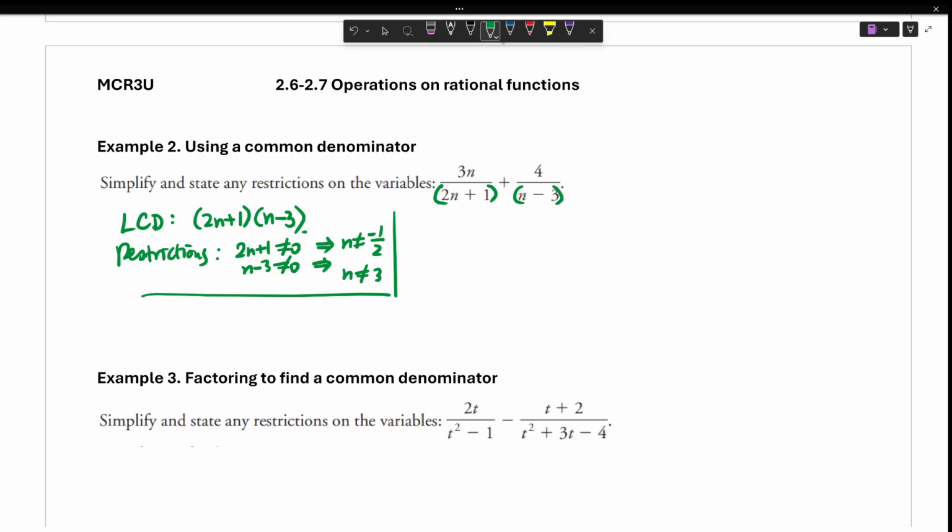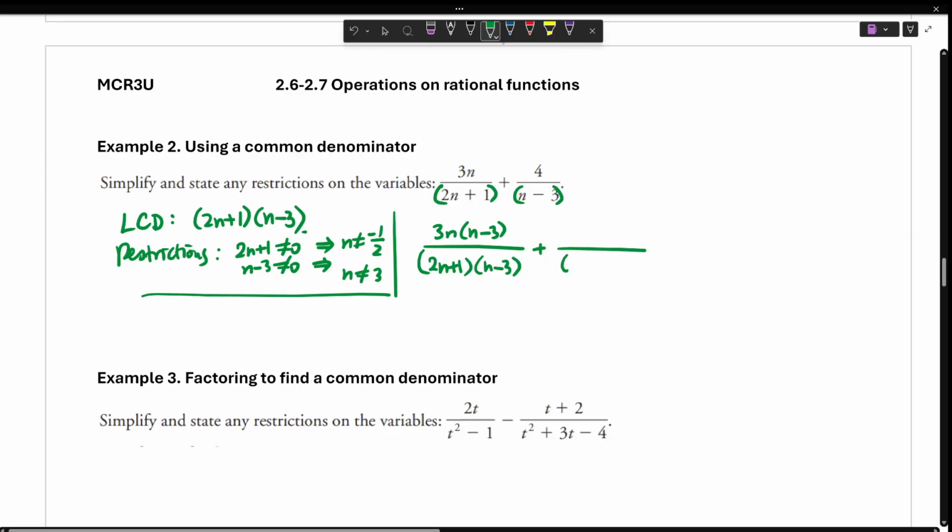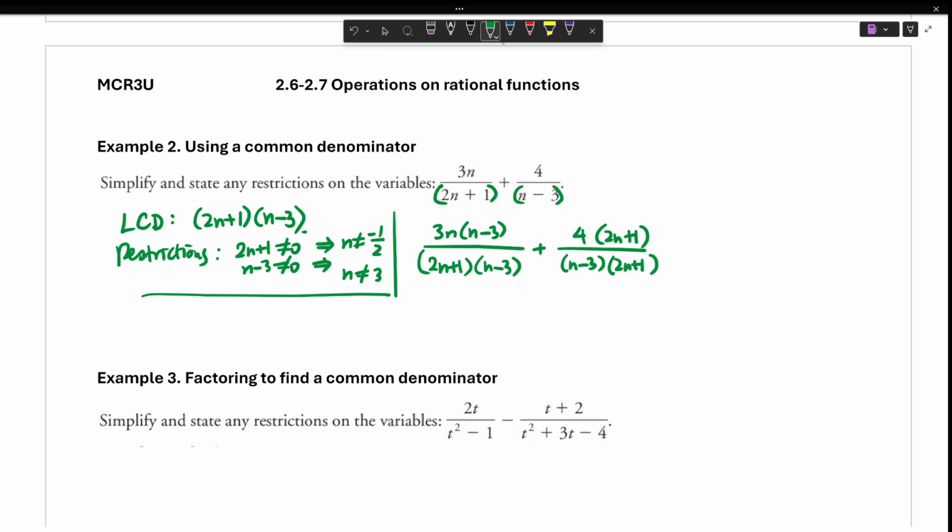Okay, let's make sure we have this common denominator now. So the first one, we're going to multiply the top and bottom by n minus 3. And the second one, we're going to multiply the top and the bottom by 2n plus 1. And now we have a common denominator. Let's write it out. 2n plus 1 and n minus 3. Now on the top, we have 3n times n minus 3 plus 4 times 2n plus 1.